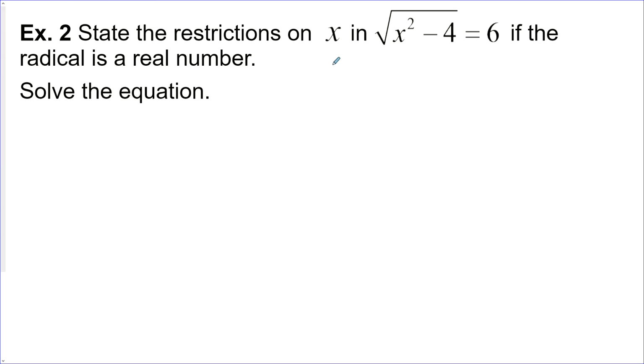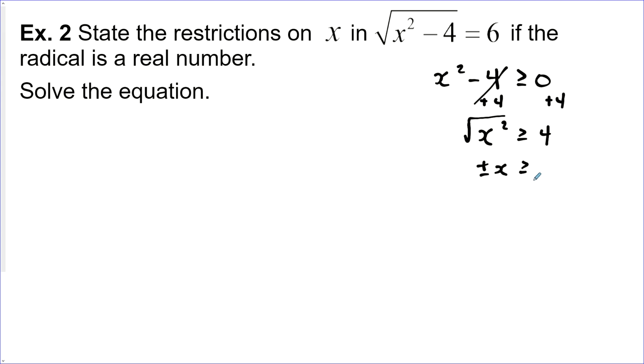Example 2. I'm going to state the restrictions so that this will give us real numbers only. So x squared minus 4 needs to be greater than or equal to 0. Let's add 4 on both sides here. X squared is greater than or equal to 4. We could square root this. And remember, if we square root a variable squared, we're going to get plus or minus. Square root this side, we get 2.